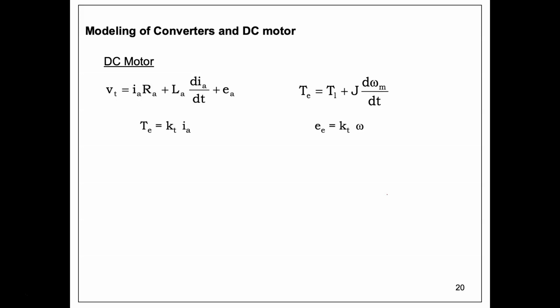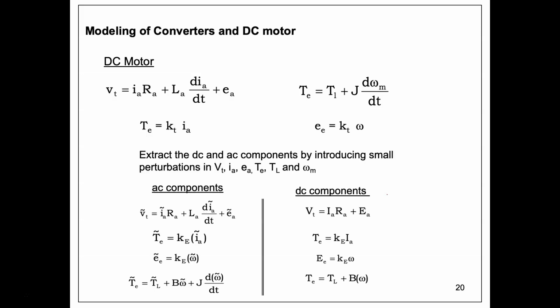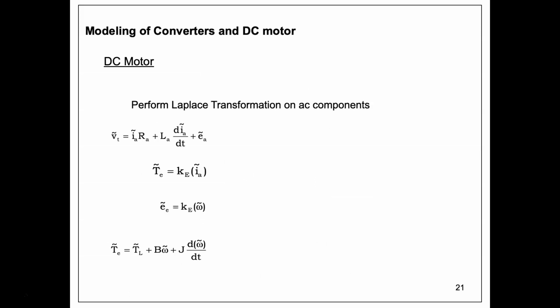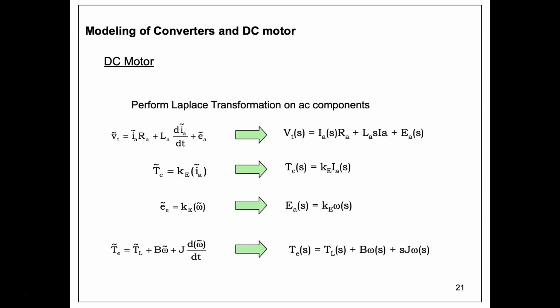To obtain the small signal model, as usual, we have to linearize these equations by introducing small perturbations around the DC operating points. The DC and AC equations are then separated. The small signal model is derived by performing the Laplace transformation to the AC equations. And from these equations, a DC motor block diagram can be constructed.